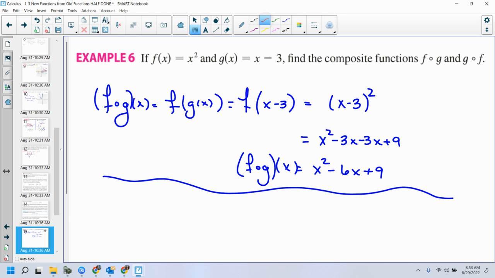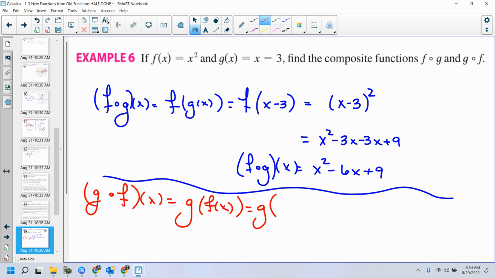Let's find g of f, just for practice. G, open circle, f of x. So that is now g of f of x. So f of x is x squared, right? So I'm just going to go into g and plug in x squared. In place of x, I'm going to write x squared minus 3. That's pretty simple, right? Some of them are going to be a lot simpler than others.